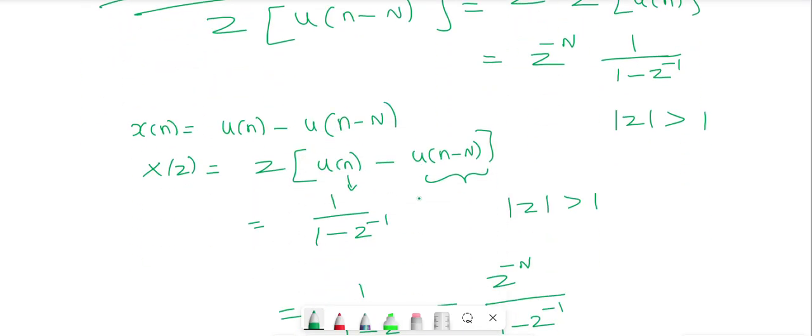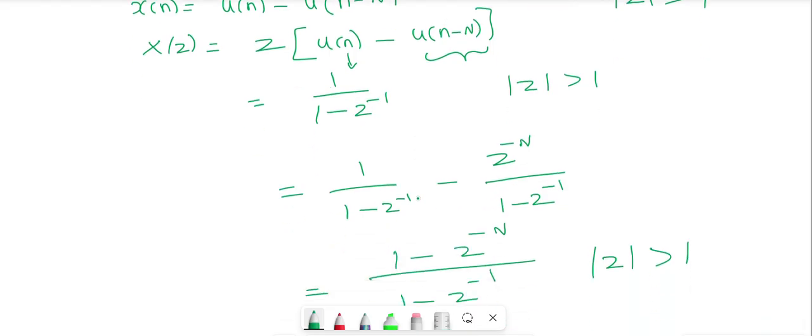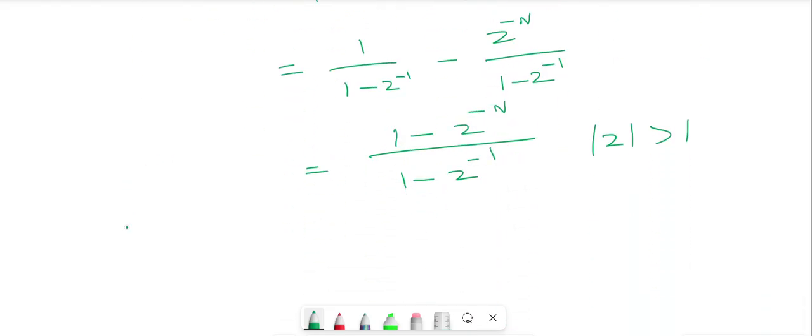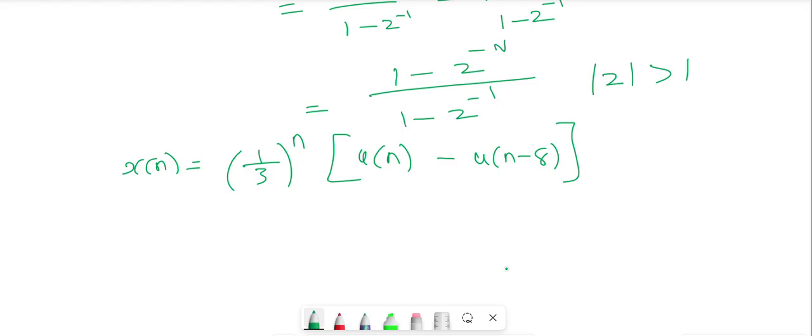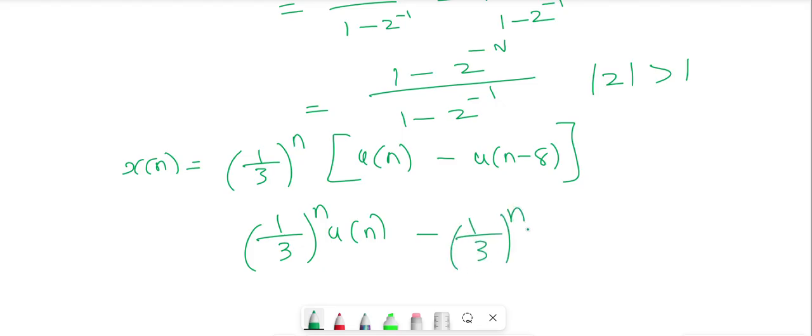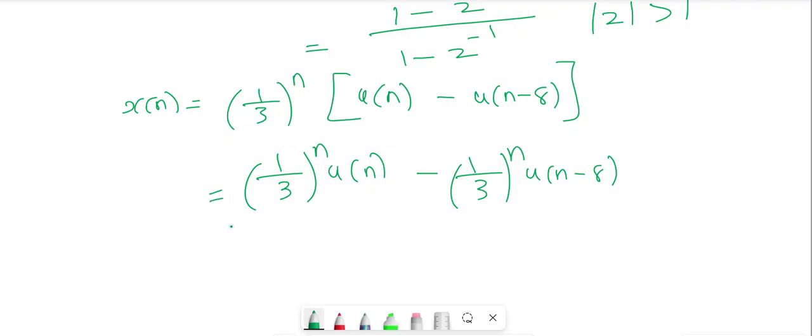In a similar way, take another problem, x of n equal to (1/3)^n u of n minus u of n minus 8. If I give the numbers, how do you write it? There is (1/3)^n into u of n minus (1/3)^n into u of n minus 8. You can apply the properties directly and find X of z.